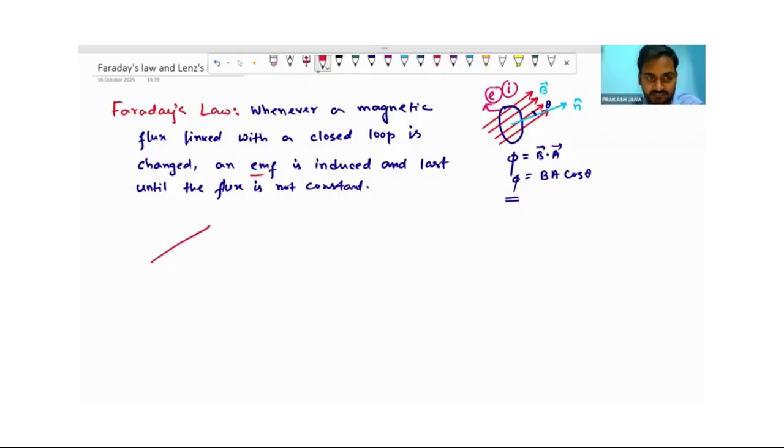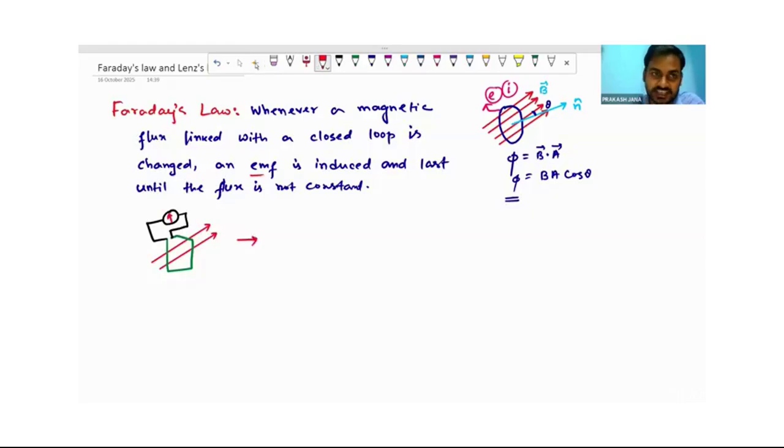Suppose these are magnetic field lines. Suppose I draw only two magnetic field lines, and here I have a coil or loop, and I attach here a galvanometer, which is deflected when current passes through the galvanometer. So now no current is flowing through the loop, so there is no deflection in the galvanometer.